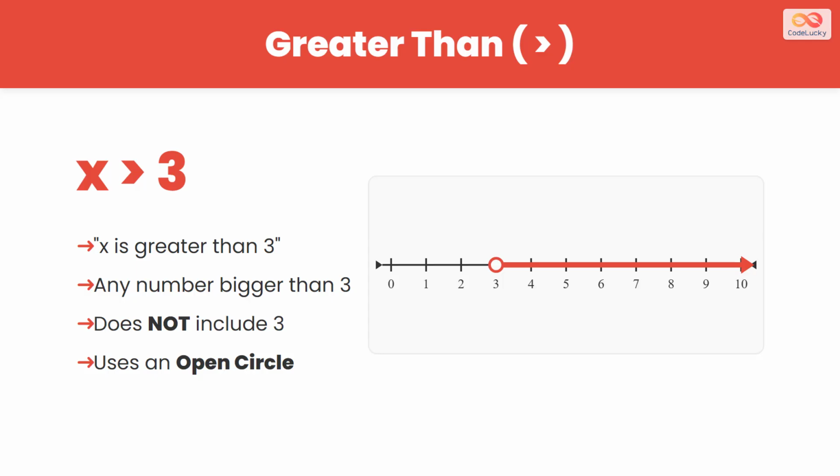First, let's look at the greater than symbol. When we say x is greater than 3, we mean any number that is strictly bigger than 3. It could be 4, 5, 100, or even 3.1. But it cannot be 3 itself. On a number line, we show this by drawing an open circle at 3 to show that 3 is excluded, and an arrow pointing to the right, towards the larger numbers.